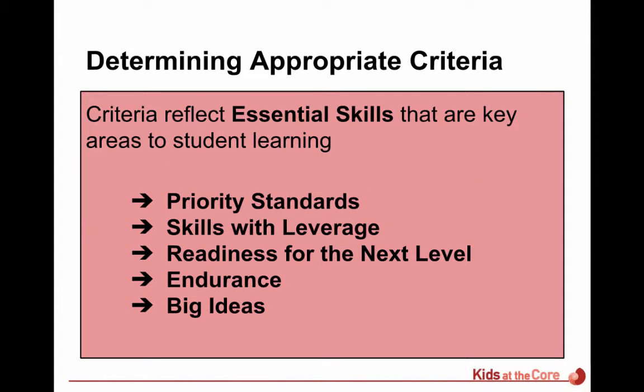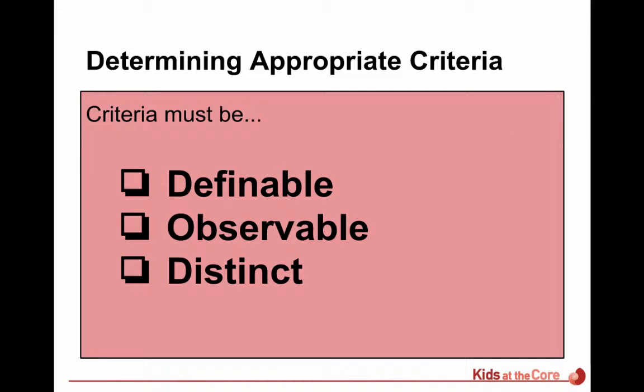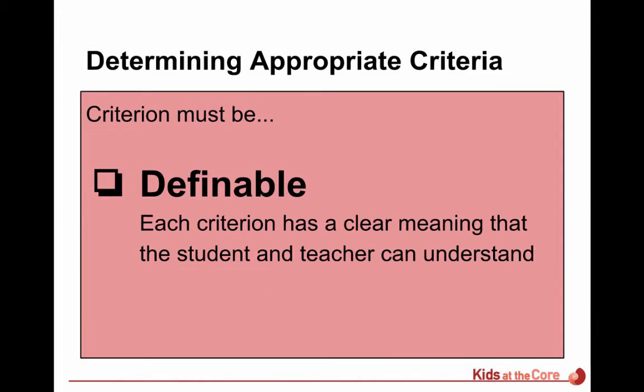So we could call these the priority standards, skills that have leverage, skills that have readiness for the next level of learning, skills that have endurance, or skills that are part of the big ideas. But all of these should go into our decisions about what is the essential elements that we're going to be measuring for the criteria on that rubric. All criteria that we measure needs to be definable, observable, and distinct.